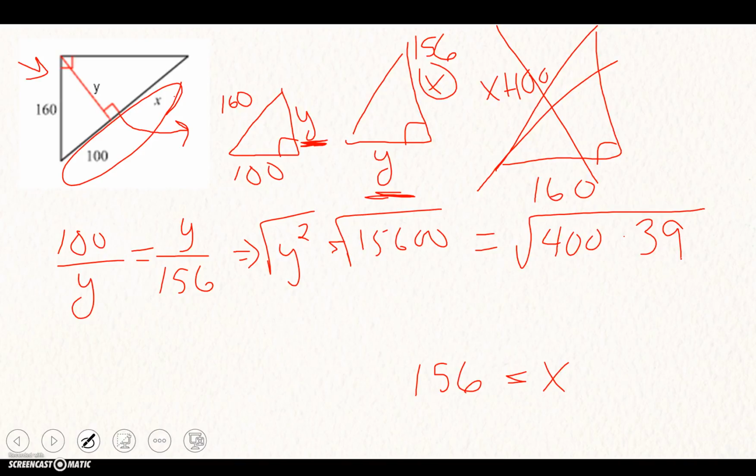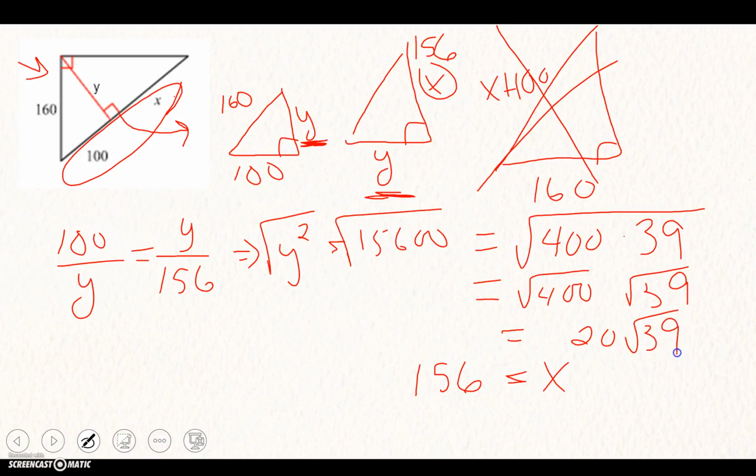And so we're going to separate those two things. So I have the square root of 400 and the square root of 39. Then I can take the square root of 400 to be 20. And then I'm left with the square root of 39. And so this is the value of y. So our two answers here: x is 156 and y is 20 square root of 39.